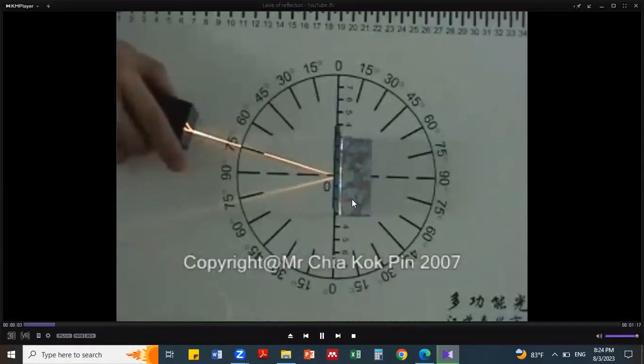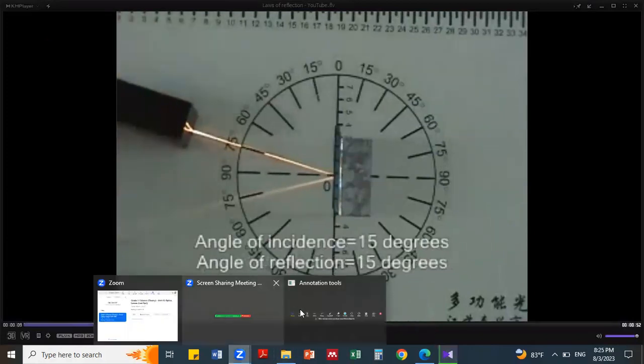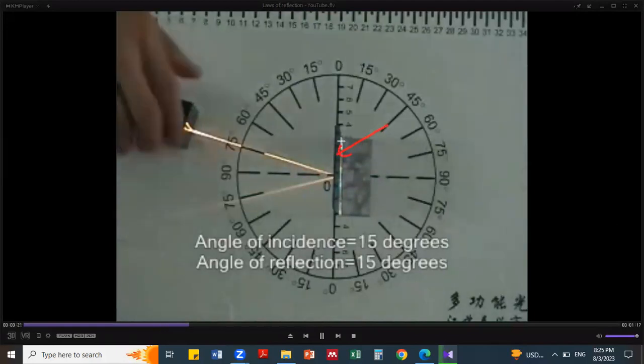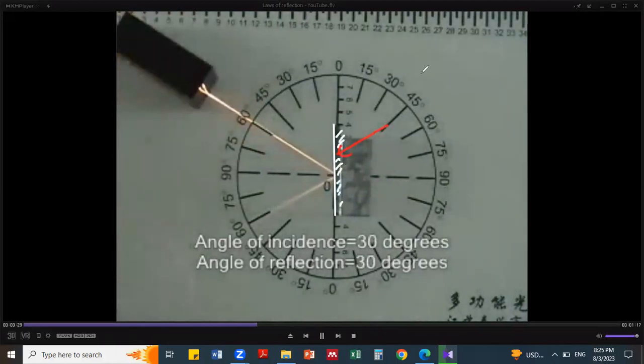This is what? Look at the screen, everyone. What is this? Demonstration of what? This is a mirror, student. I don't know whether you have done this prior. There's a mirror here, so you keep the mirror. What mirror? Plane mirror.